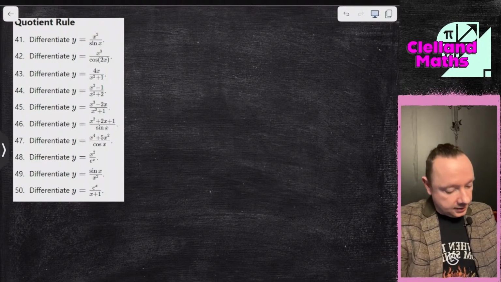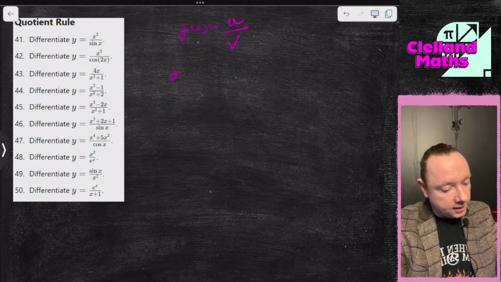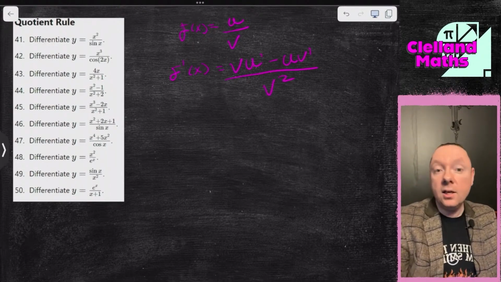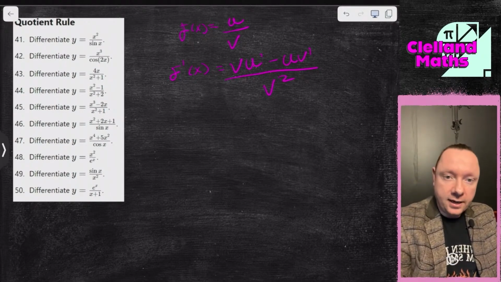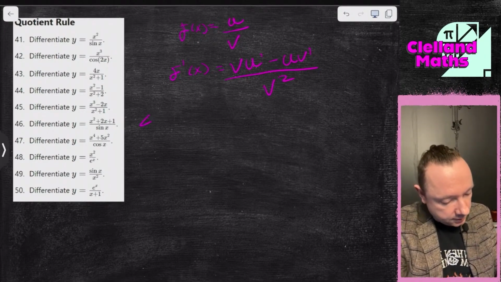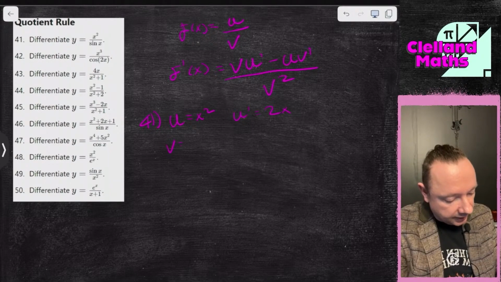41 is the quotient rule. Now, the quotient rule is, in case you remember, I've got two functions. f of x is some function u over some function v. f dash x then is vu dash minus uv dash all over v squared in Lagrange notation. So we'll have to label one of our functions u and v, find the differentials, and plug it into this by substitution. 41. So u is x squared, which means u dash is 2x. v is sine x, which means v dash is cos x.